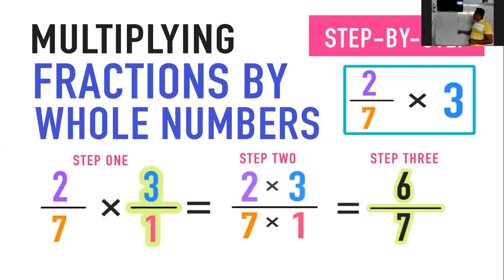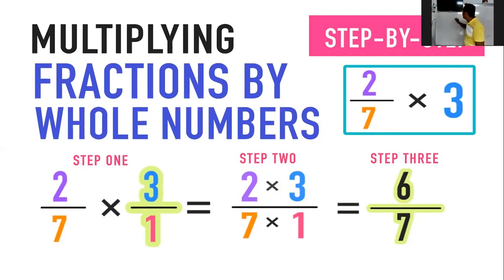Let's try. Now, 2 over 5 times 8. What did we say? The first thing that you will do is put a denominator of 1 under the whole number. Then after you put the denominator, you will multiply it. So 2 times 8 equals 16, and 5 times 1 equals 5. Easy? Good. Another example. Get your pencil, try it, because after this, I'll give you a lot of things to do. So we have to practice first before doing that.